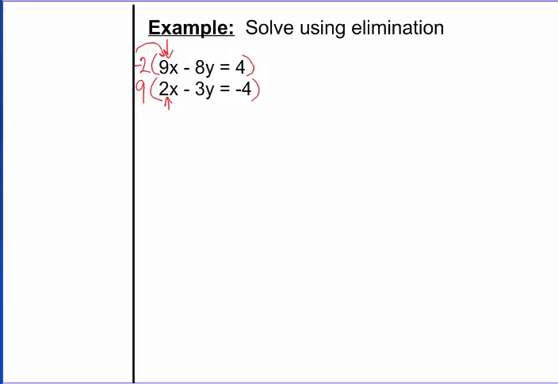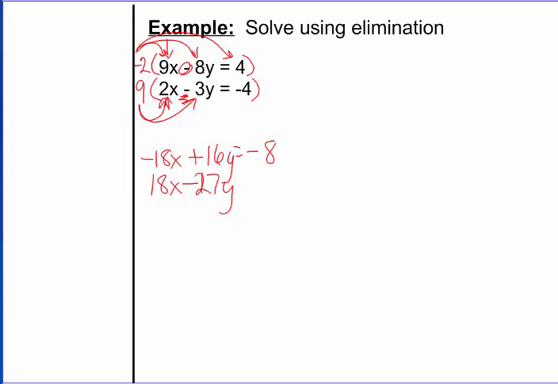So -2 times 9x is -18x. -2 times the -8y, careful with your positives and negatives, that would be a +16y. -2 times 4 is -8. Now we're going to do the bottom. 9 times 2, 18x. 9 times 3, again, be careful, there's that minus there in the front. So that'd be -27y. And then 9 times -4, -36.